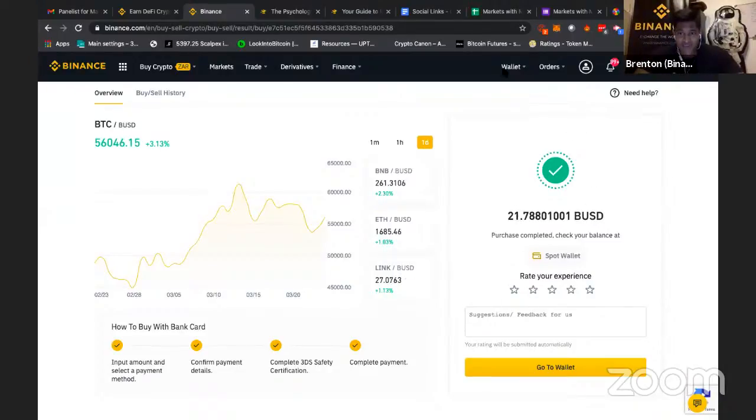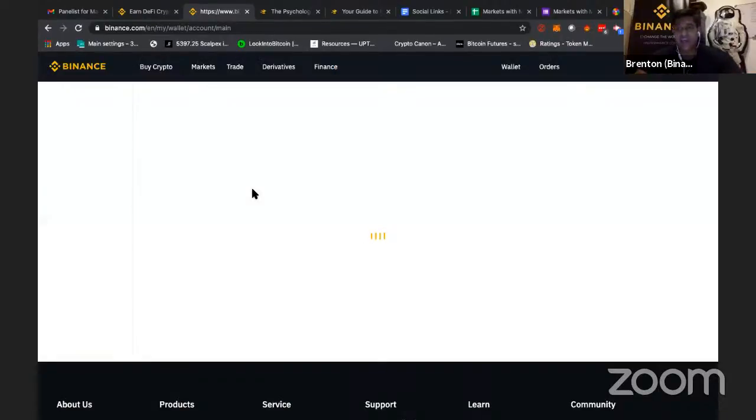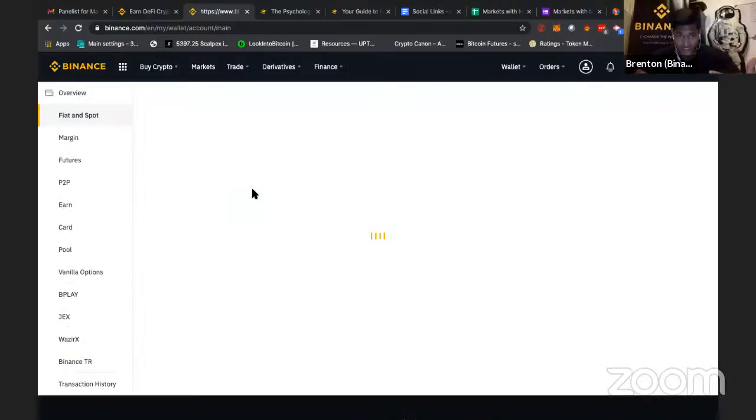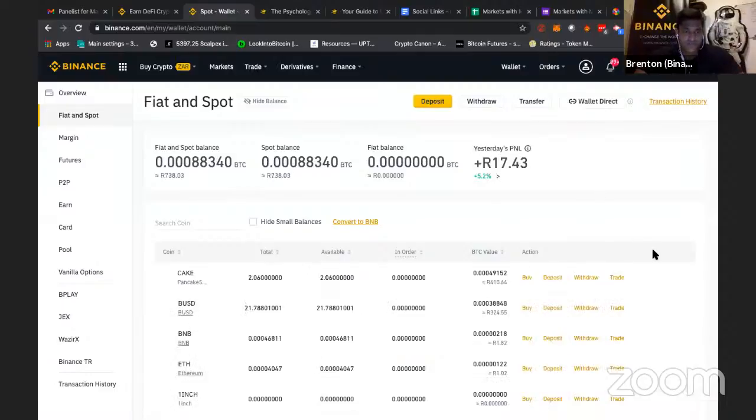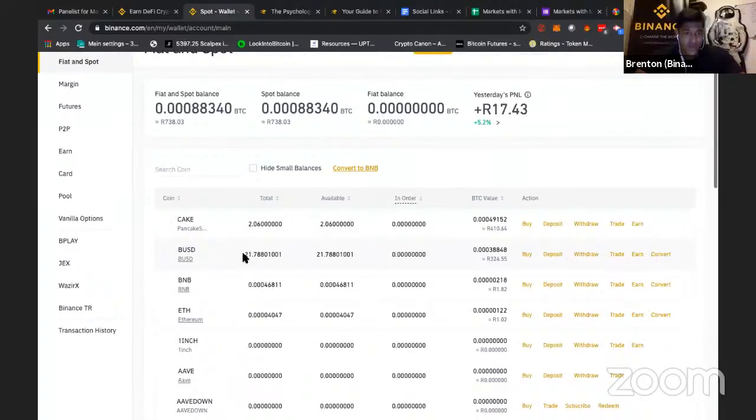So if you go to your wallet now, or you can go directly from here, you'll now see the $21 I bought immediately available. And I can now use it, stick it into one of those products, which I'm going to show you just how simple it is as well. And I can start earning interest in dollars on dollars. So you can see I just bought $21.788. And here it is right here.